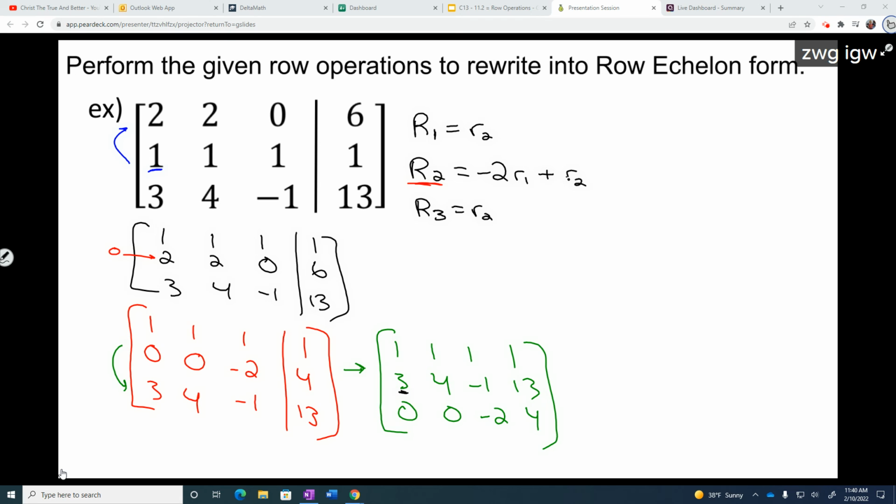Good. Yep. So we're going to do R2 equals -3 times R1. And then multiply this by -3 and add it to this one. Plus R2. So then the next one, the top row.